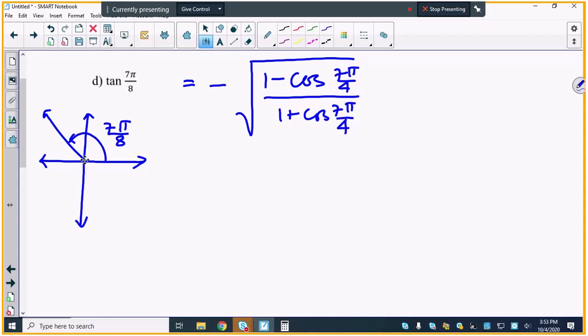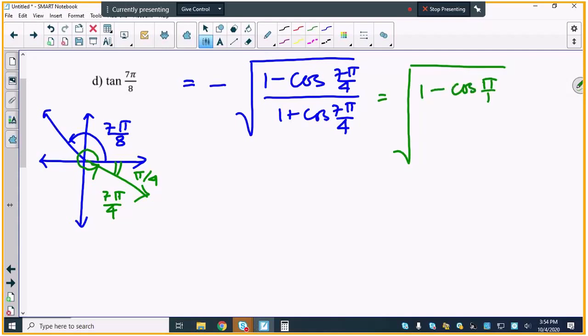Well, remember, for 7 pi over 4, I'm doing the special angle pi over 4. So 2, 4, 6, 7. I was in the fourth quadrant, and so this is 7 pi over 4. The reference angle is just pi over 4. In the fourth quadrant cosine is positive, so I can simply write it as square root of 1 minus cosine pi over 4 over 1 plus cosine pi over 4. I know that both of them are square root of 2 over 2. So 1 minus square root of 2 over 2 over 1 plus square root of 2 over 2.